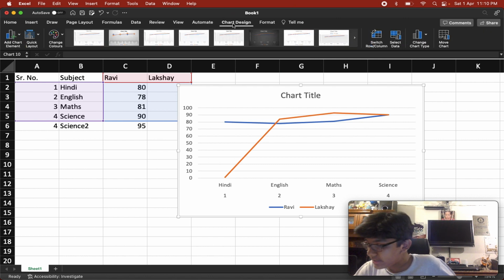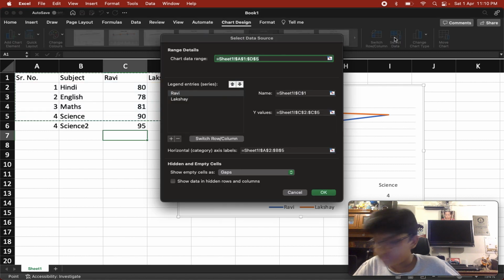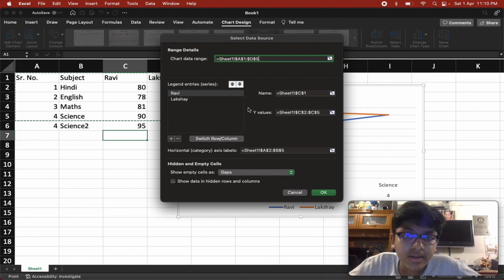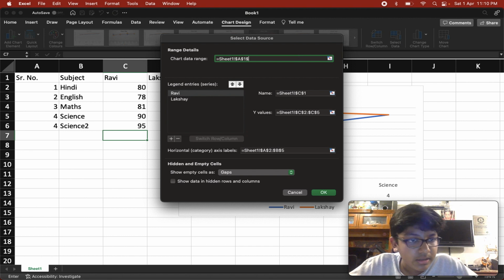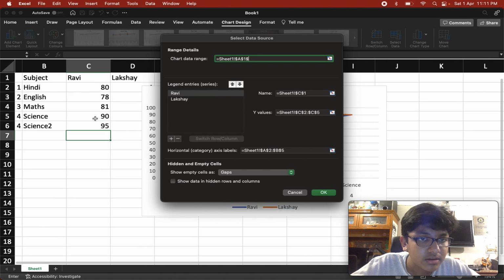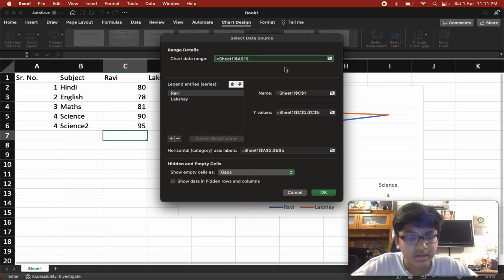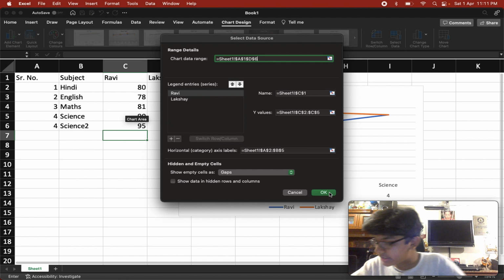We'll go on the chart design, right? Next we're going to select data. Click on the select data command in the data group. So we'll say select data, right? Then change the data range in the chart data range text box. So we'll change the data range over here. So if I say A1, I'll say dollar, it will be till sheet 1, and we want from A1 to D6, that is D dollar 6, right? And then we'll click on OK.